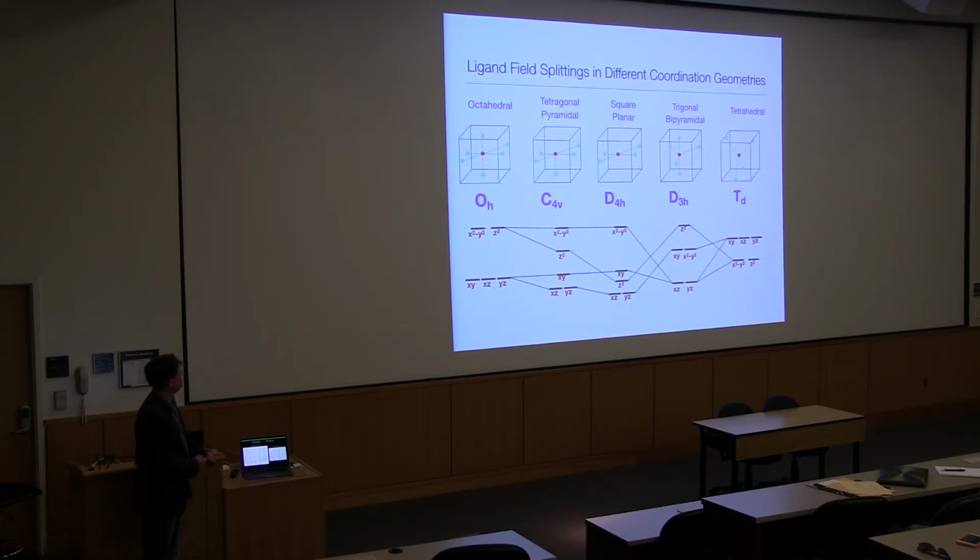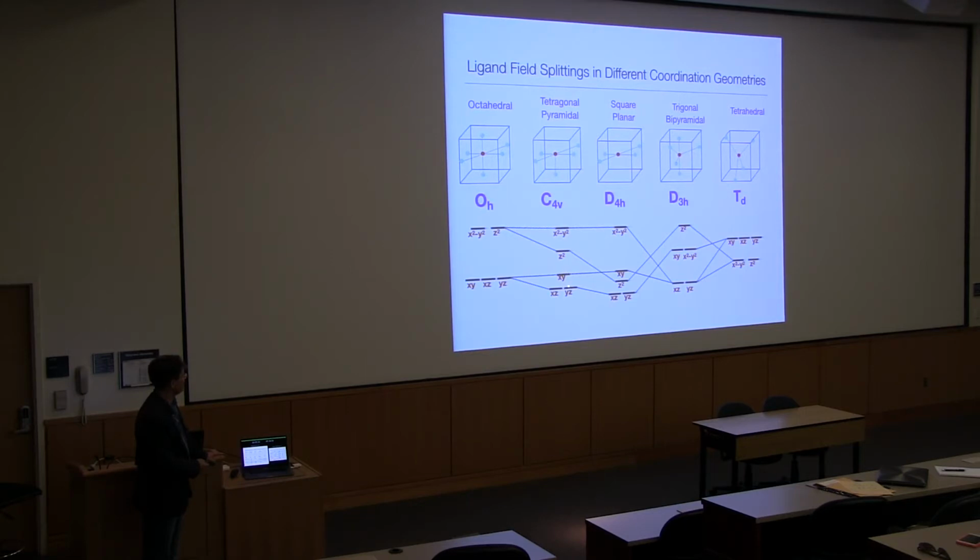Now let's remove one ligand from the plus z axis, then we go to a square pyramid. And what will happen then is that the z-squared orbital drops in energy, and the xz, yz orbitals also drop in energy relative to the xy.